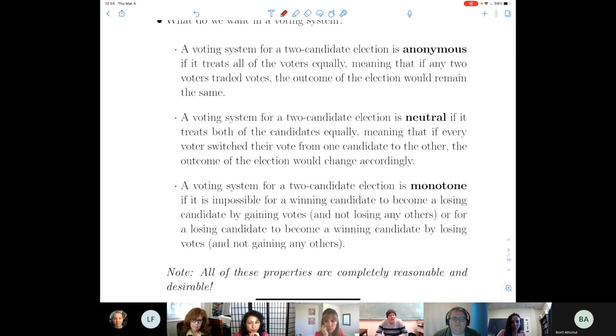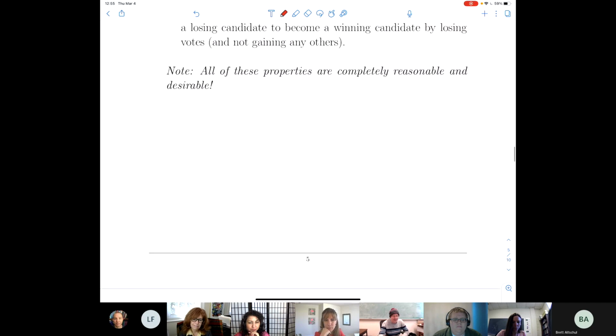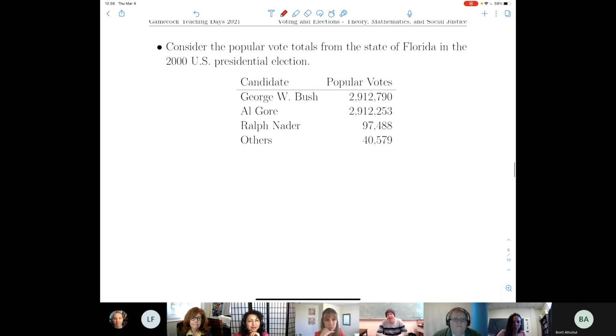I don't want to put you guys through all of that, but I do want to look at one other property quickly. And for those of you that are experts on voting theory, pardon my hand waviness, but I would like to look at the Florida election of 2000. Do you guys remember that? Yes. It took a while.